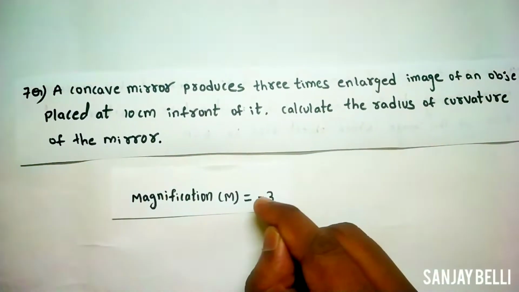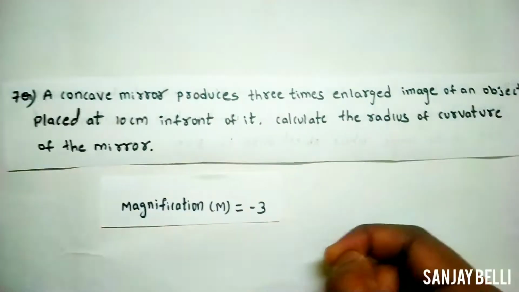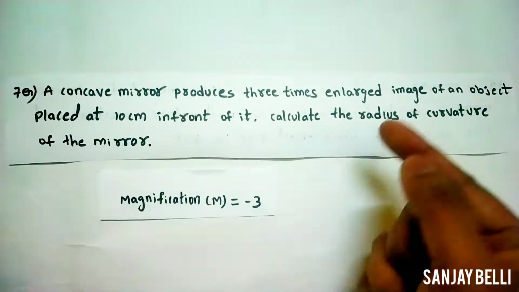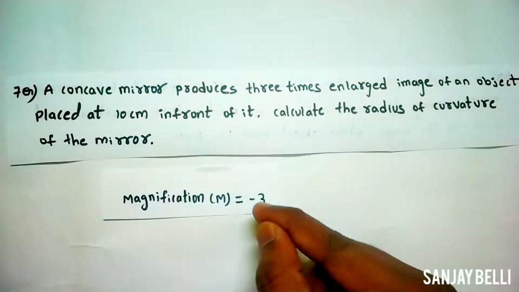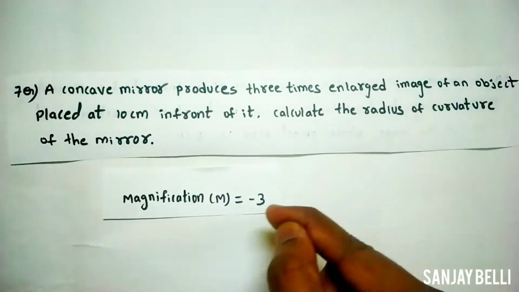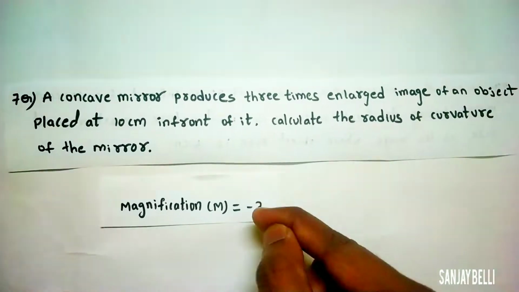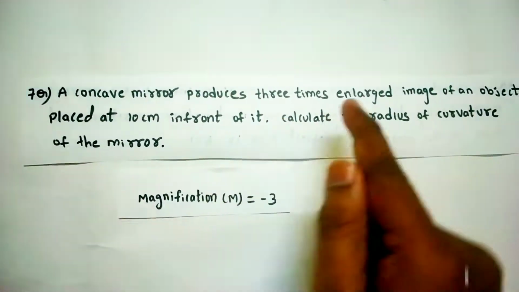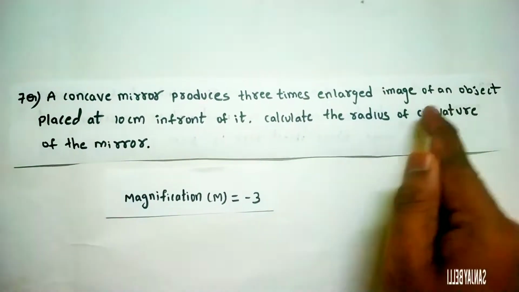So why did we write minus here? Due to the inverted image. It is an inverted image, so the enlarged image is inverted. So here we wrote the minus. The size of the image will be 3 times greater than the object. So this is a hint, 3 times enlarged image.